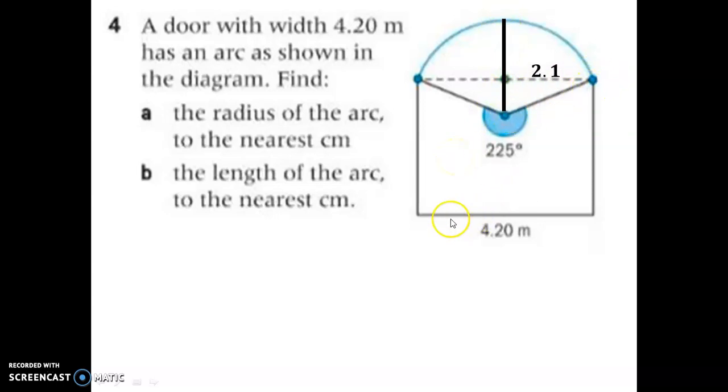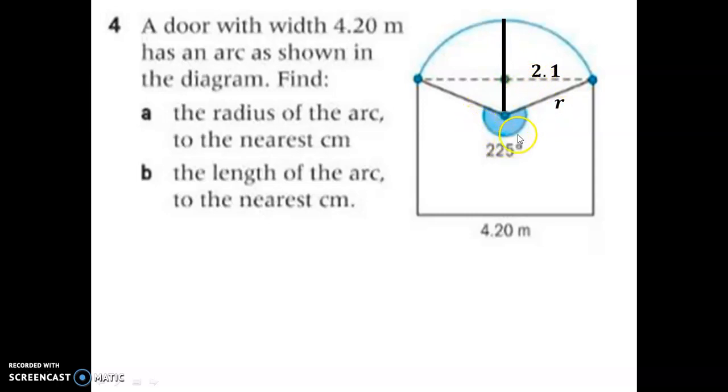We know, first of all, that this is 4.2, so this little portion would be 2.1. And the reason I drew this in is because now we can see we have a right triangle here. And if we want to find this radius, which I'm going to label R, we can use the right triangle. So far, there's only one side known, so we cannot use the Pythagorean theorem. But if we know an angle, perhaps we could use trigonometry to find this.